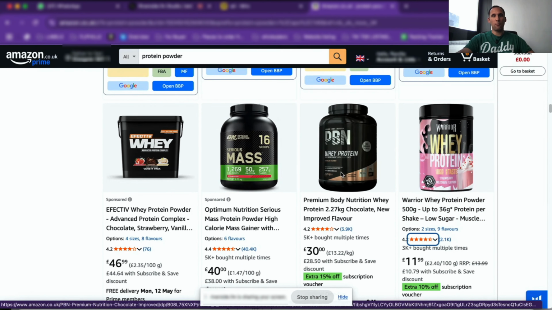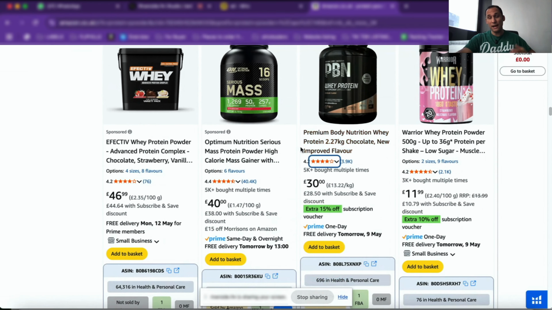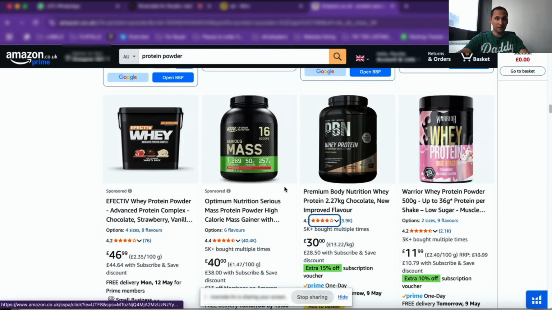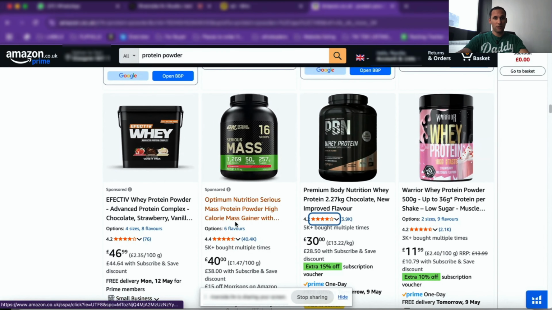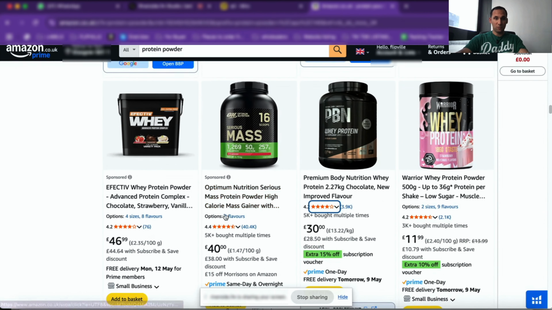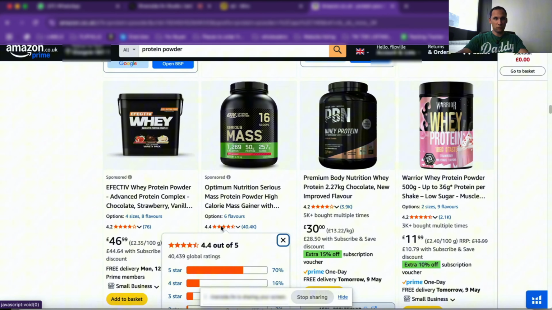These are the first things I'm always looking for as really a buyer and a seller, because I want to understand this. This is another one. Optimum Nutrition Serious Mass Protein Powder, High Calorie Mass Gainer. Now, Optimum Nutrition are a big company, but look, the listing is pretty solid here. I can see a lot of the things I want to see. I can see it's been bought a good amount of times. Look at the reviews. Crazy.